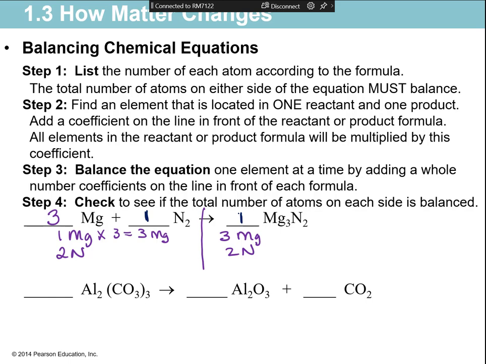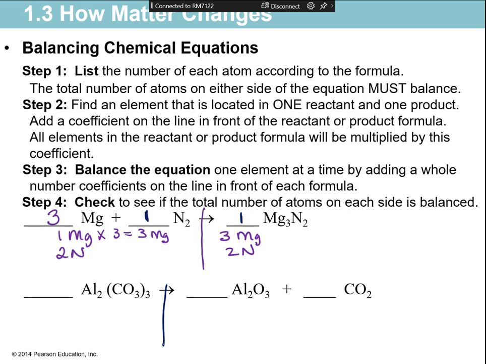Okay, so let's look at the next one because this always freaks people out. First thing you're going to do, draw a line with your arrow. And then the first thing you look at is Al2(CO3)3. What does parentheses mean? Go back to the math. So it means that everything inside the parentheses is multiplied by the number outside.